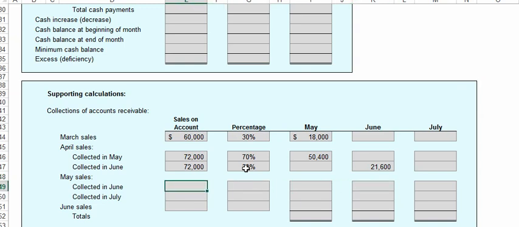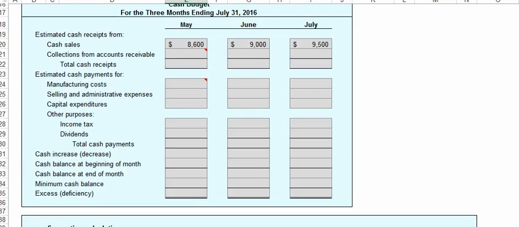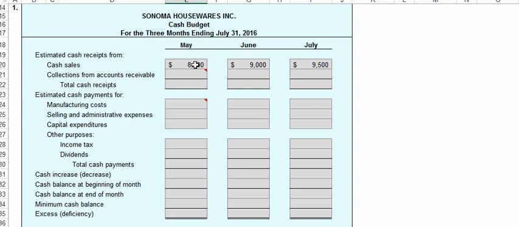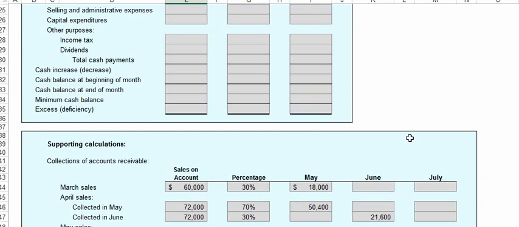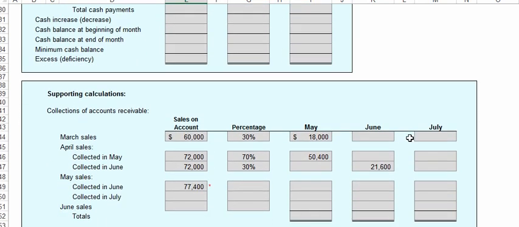All right, May sales made on account. Well, we know May sales in total are 86,000 minus the cash sales from May. Those were not made on account, never a part of accounts receivable, and don't have to be collected later. So May sales made on account would be equal to 86,000 minus 8,600.